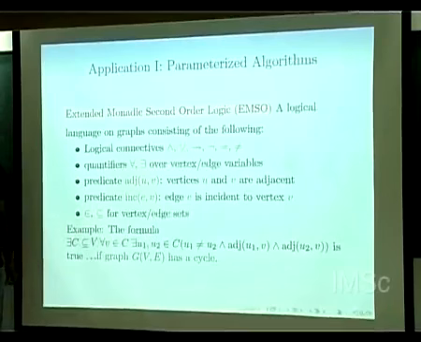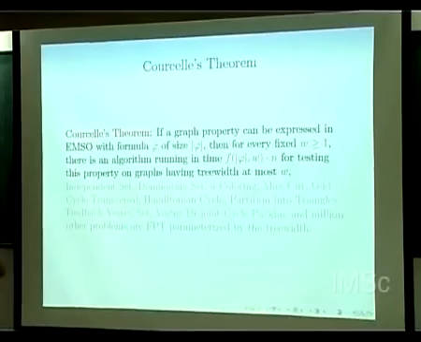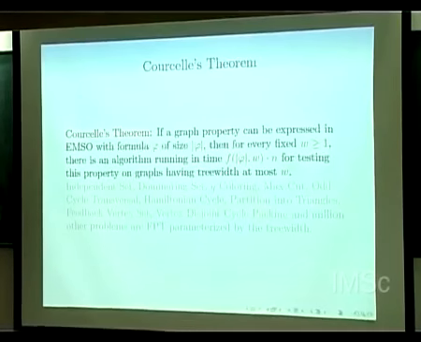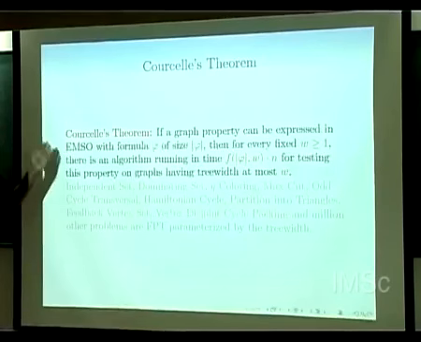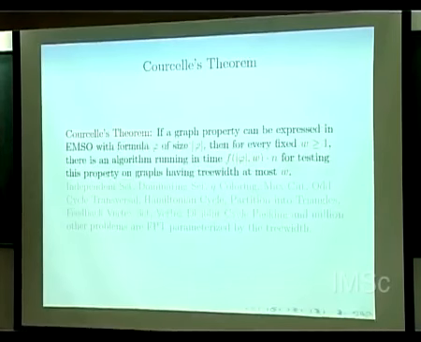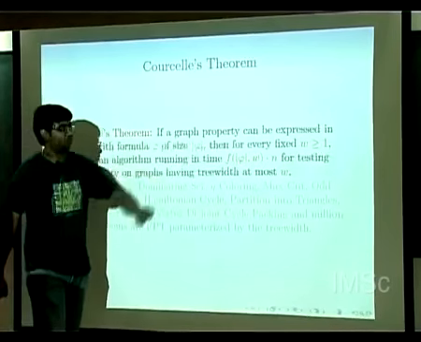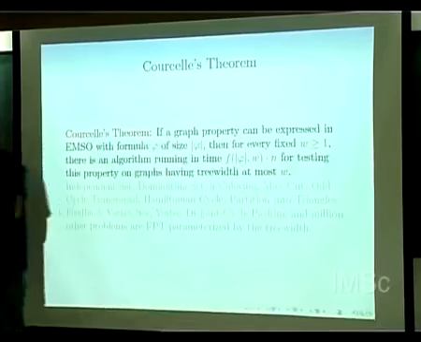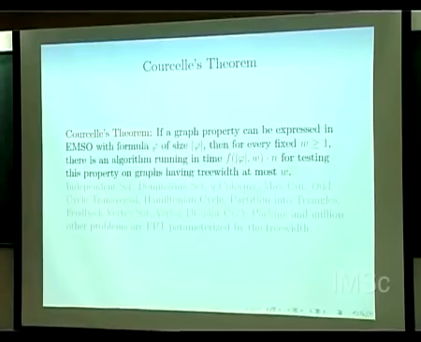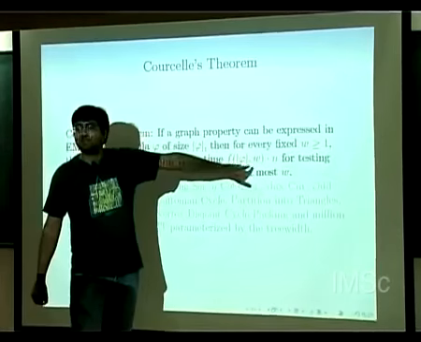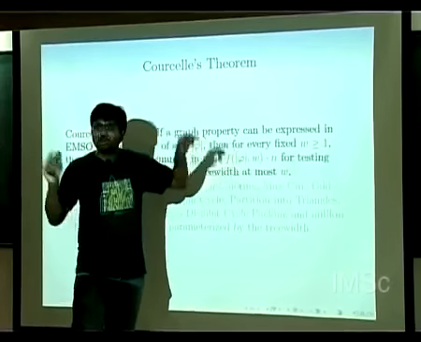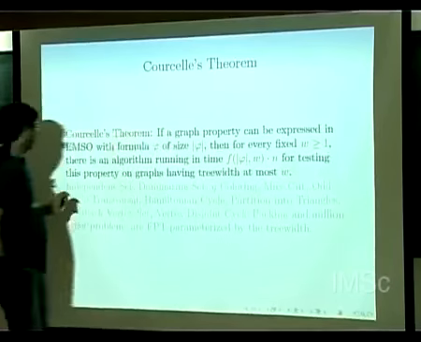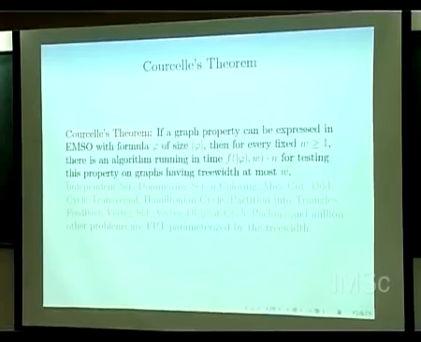Now, what does Courcelle's theorem tell us? Look, if you have a formula which can be expressed in that kind of language, and suppose the size of the formula is mod f, then for any graph which can be constructed with w labels, there is an algorithm running in time, how much? f of the size of the formula, comma, the number of labels, times n, for testing this property on graphs having this.